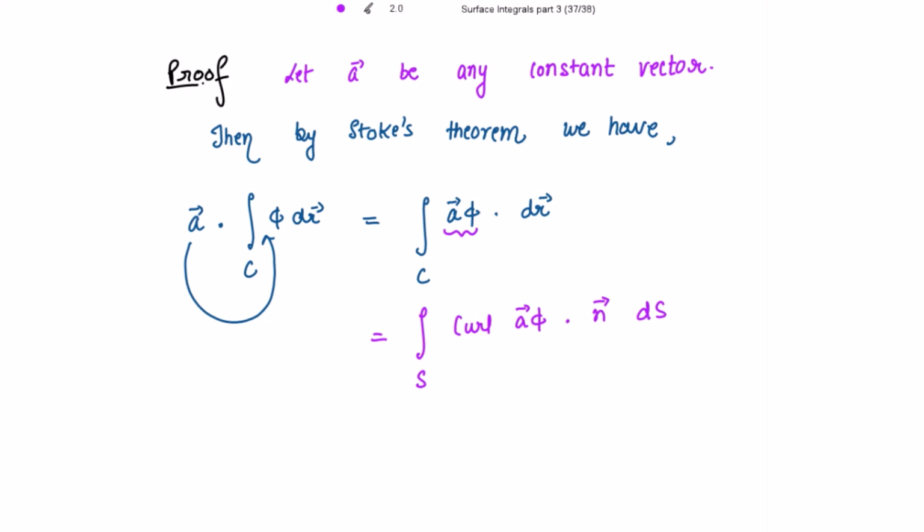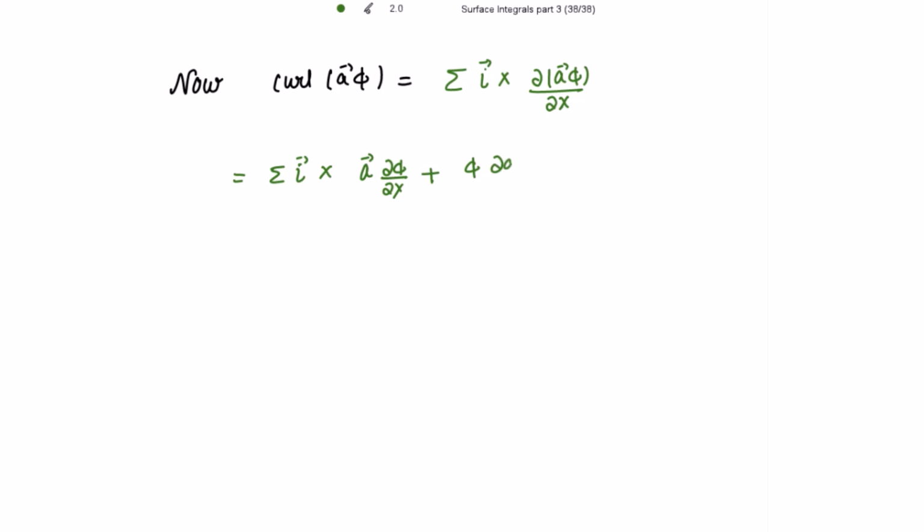Is it okay? Fine? Okay. Let's get the value of this first and mark this as 1. Now curl of A vector phi. This is equal to the summation of i vector cross product with the derivative of A vector phi with respect to x. So this is further equal to summation i vector cross product with, deriving this, writing the first function, taking the derivative of the second one, plus the second function taking the derivative of the first one.